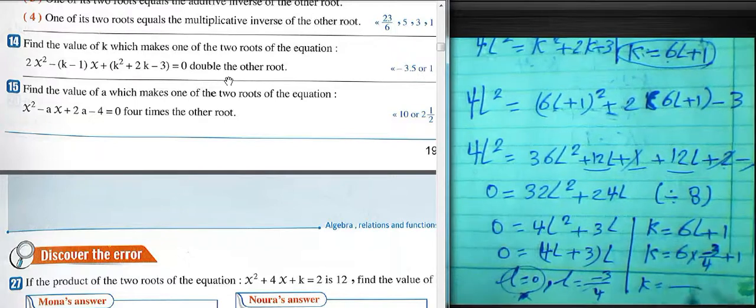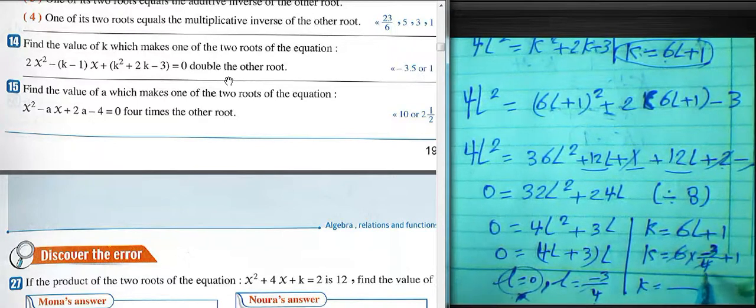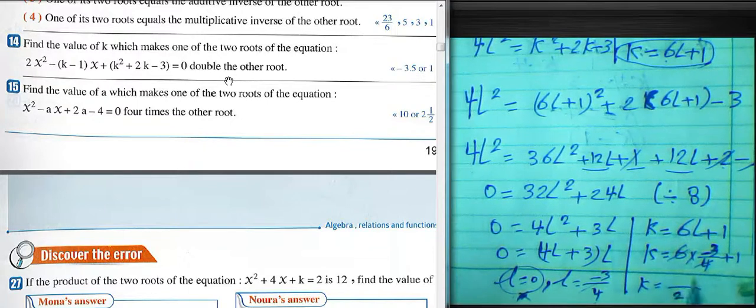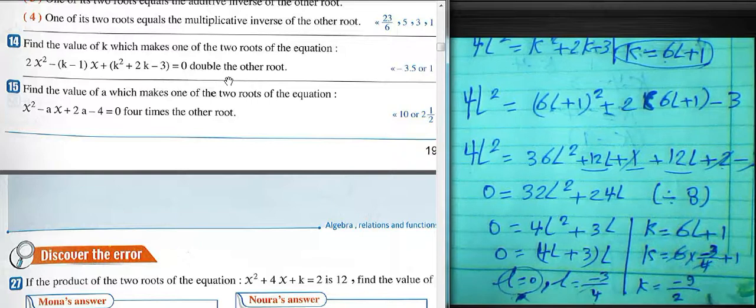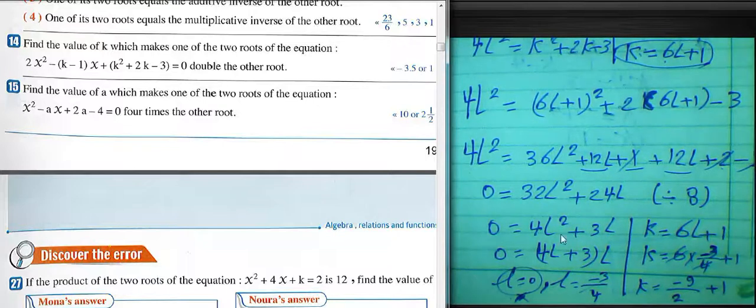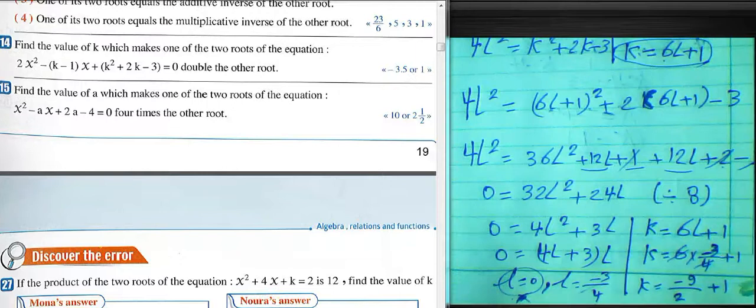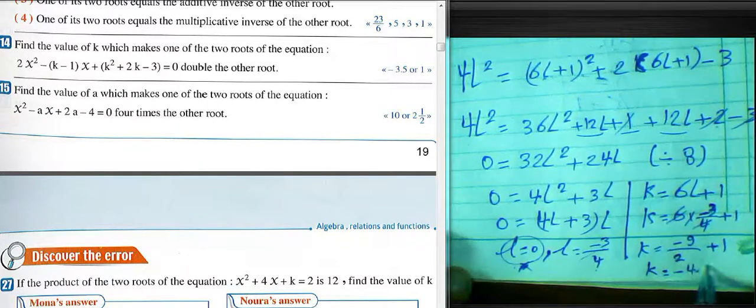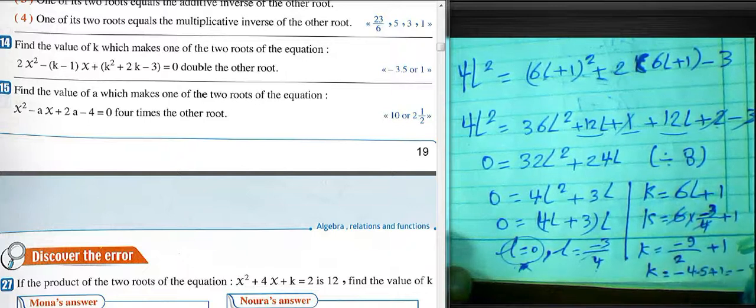K equal, divided by 2. 3 times 3 equal 9, plus 1. Negative 9 over 2 plus 1. K equal negative 4.5 plus 1 equal negative 3.5.